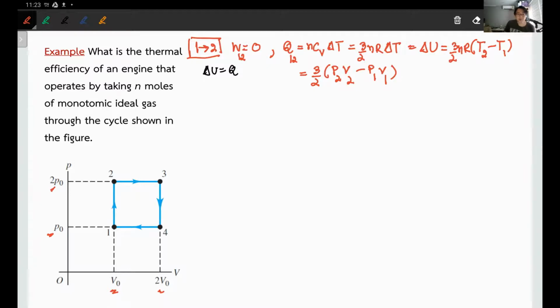Nice. Cool. All right, and that's it. Now I can say 3/2 is here. Now I can substitute the pressure. P at 2 is 2P naught, volume at 2 is V naught, so it's going to be 2P naught V naught. Subtract out the P at 1 and V at 1, so it's going to be P naught V naught. And that's it. So the heat flow will be 3/2 P naught V naught.